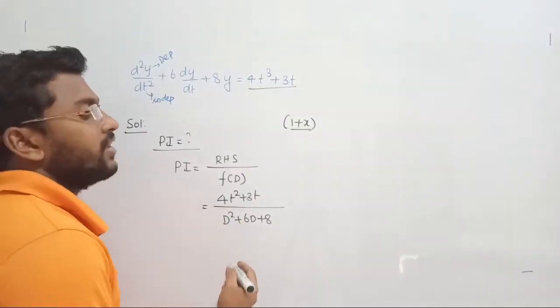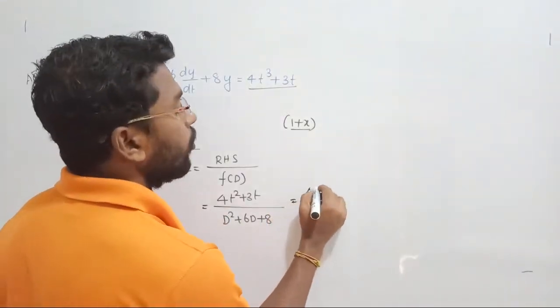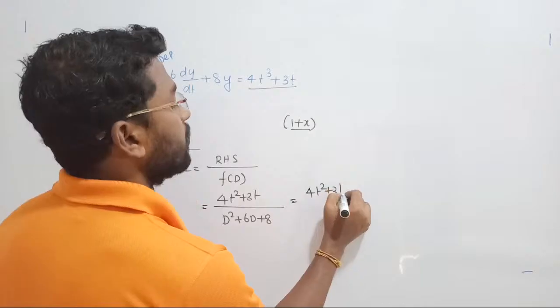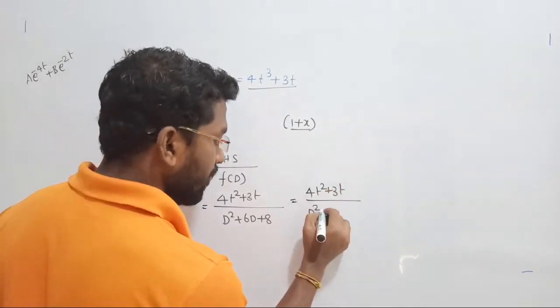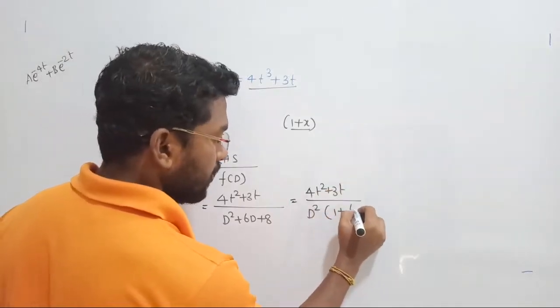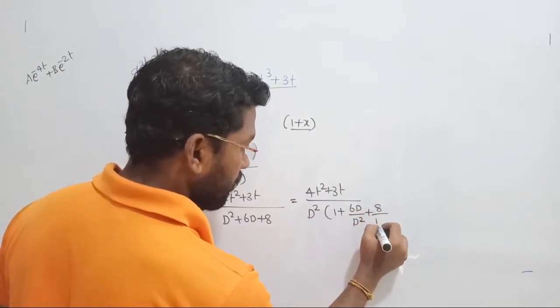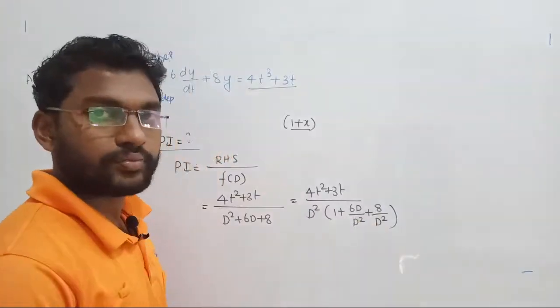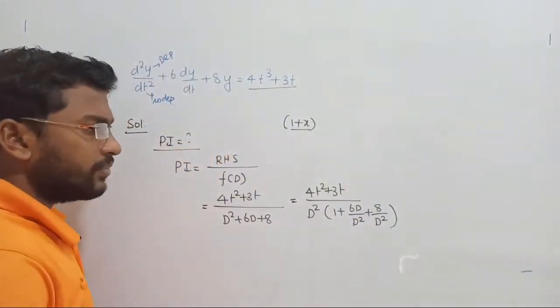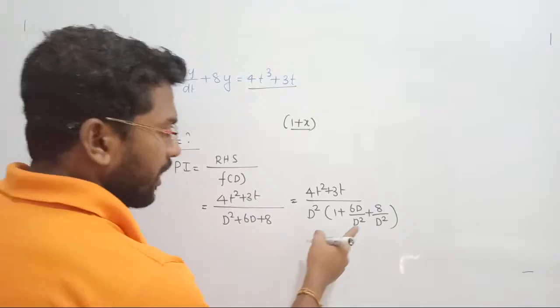If you take this D squared outside, it can be written as 4 times t squared plus 3 times t upon D squared, and once we take D squared outside, it will become what? 1 plus 6 into D upon D squared plus 8 upon D squared. No problem, right? We can write it like this, isn't it? Is there any mistake in my conclusion? No. You can consider it like this.